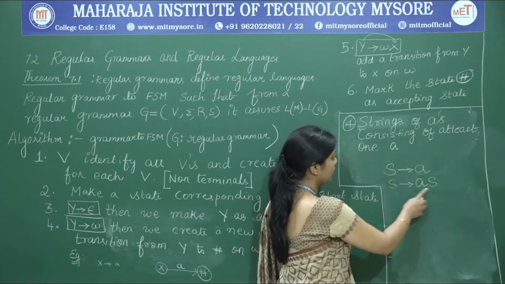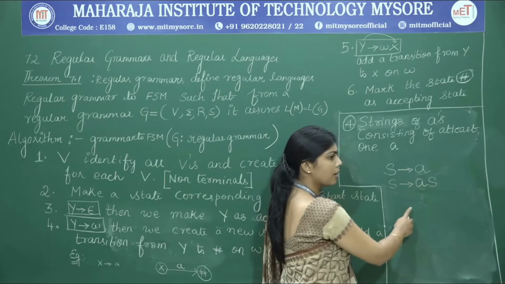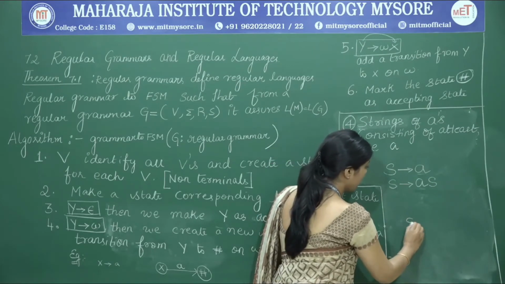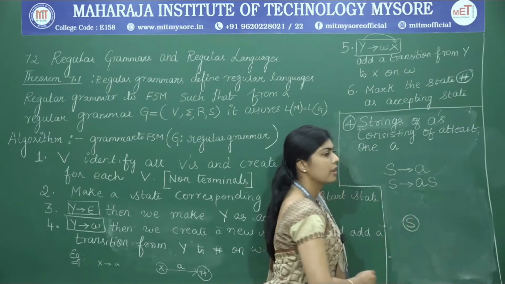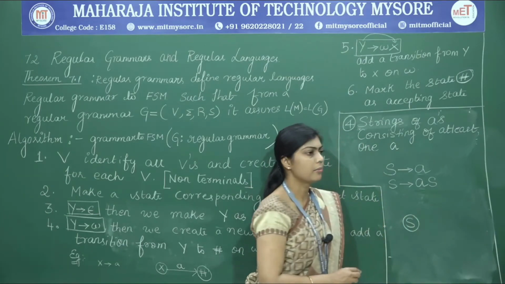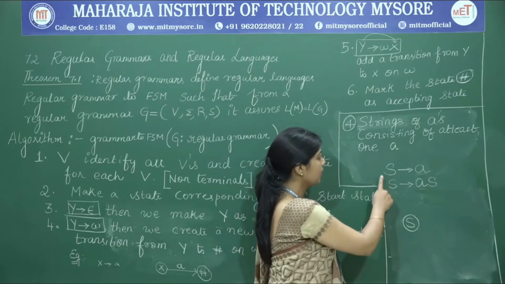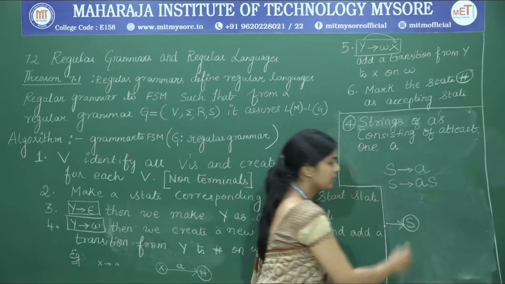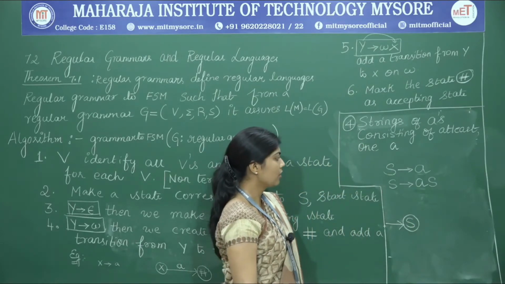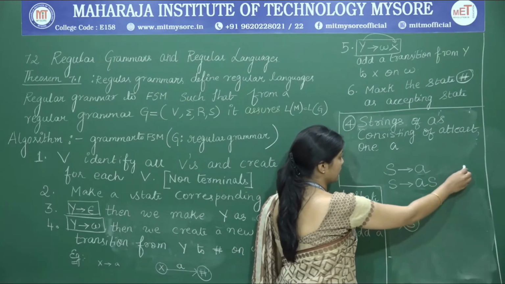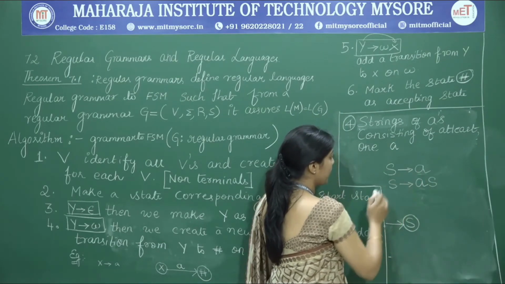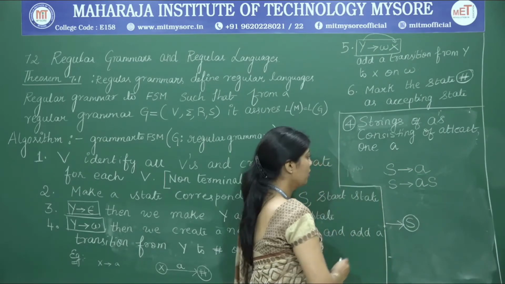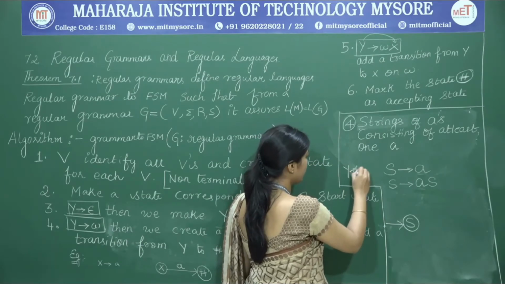We will identify the different non-terminals in the problem. S is the only non-terminal, so I am going to write S as one state. What is the start symbol in the grammar? The start symbol in the grammar is S, so therefore this state S will become the start state. Next we'll look into this production rule, S goes to A. This is in the form of Y goes to W.